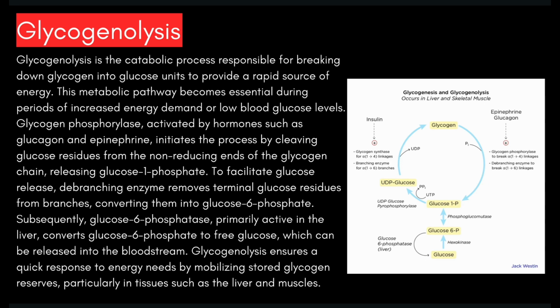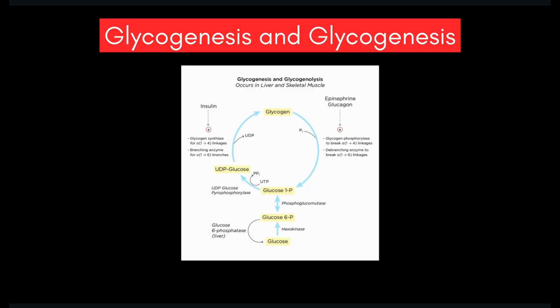To facilitate glucose release, debranching enzyme removes terminal glucose residues from branches, converting them into glucose 6-phosphate. Subsequently, glucose 6-phosphatase, primarily active in the liver, converts glucose 6-phosphate to free glucose, which can be released into the bloodstream. Glycogenolysis ensures a quick response to energy needs by mobilizing stored glycogen reserves, particularly in tissues such as the liver and muscles. So I have the chart here.